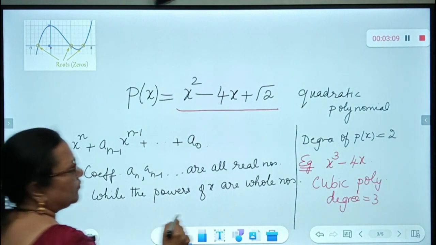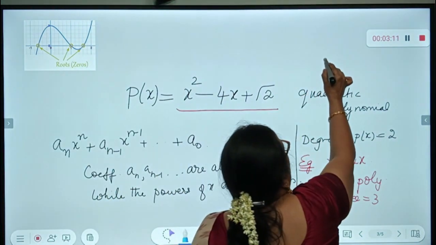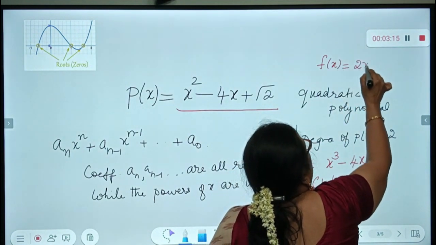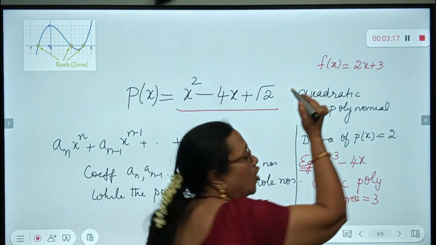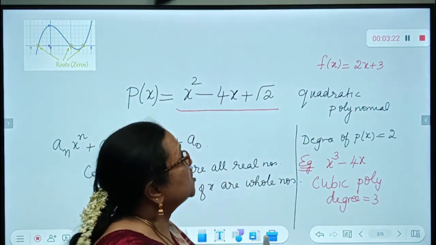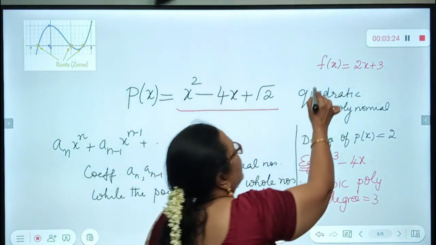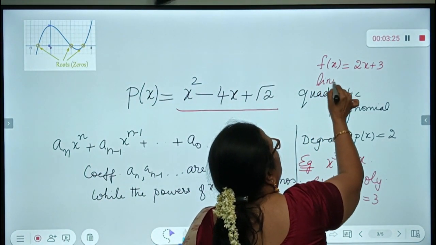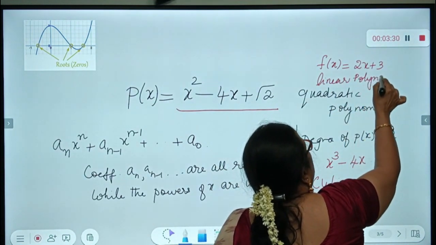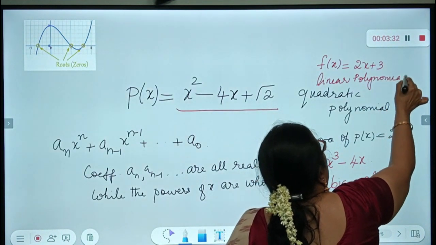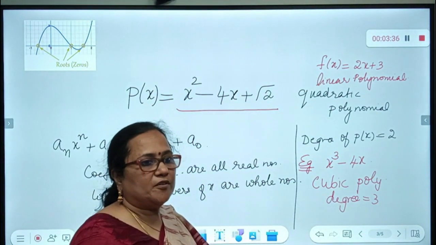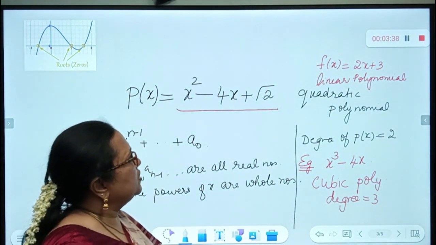Suppose you have y equal to, or f of x equal to 2x plus 3. This is also a polynomial. What is the degree of the polynomial? The highest power of x, which is 1. It is called a linear polynomial. In a linear polynomial, the highest power of x is 1.